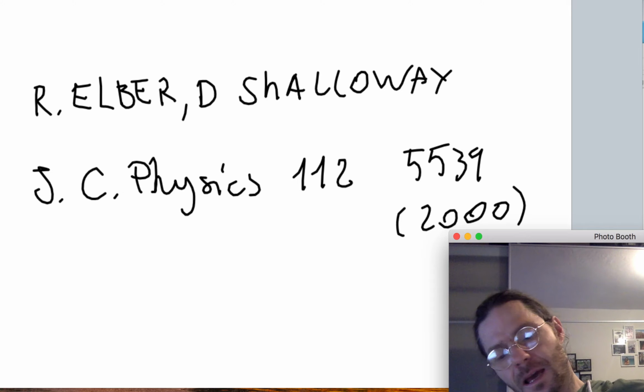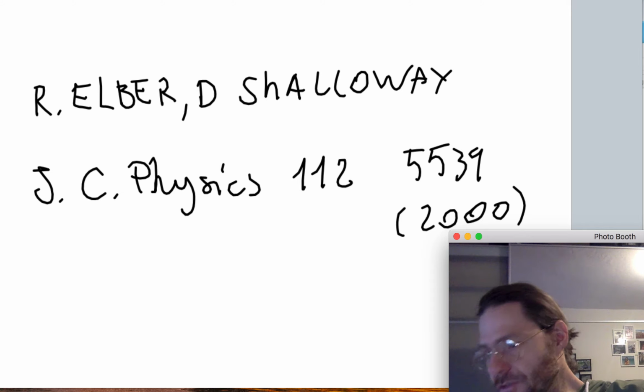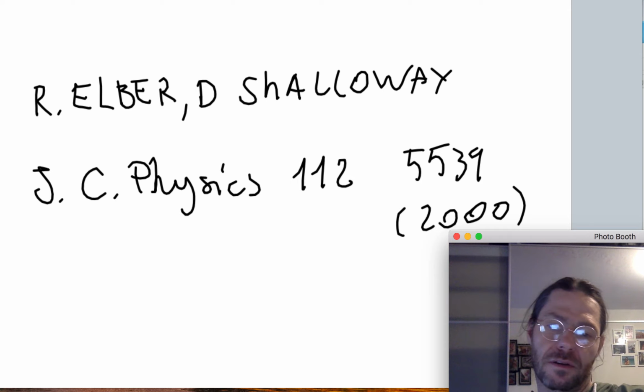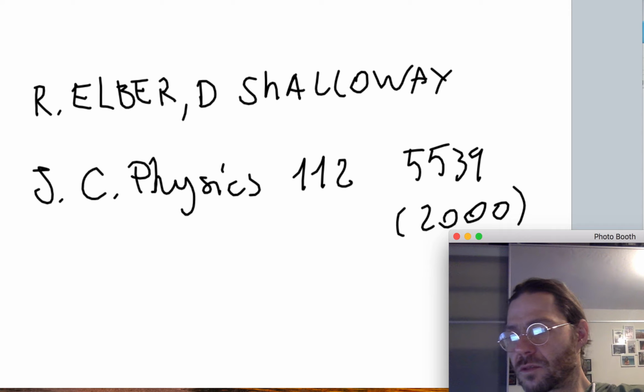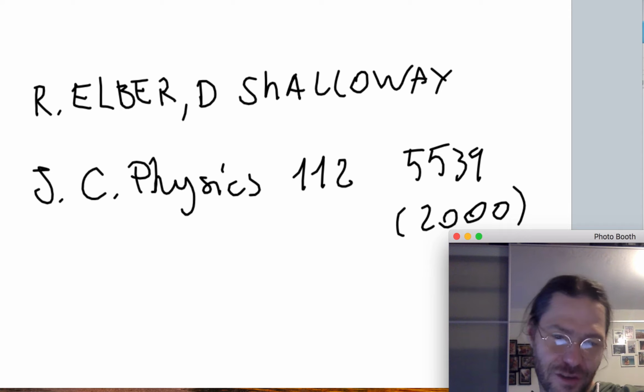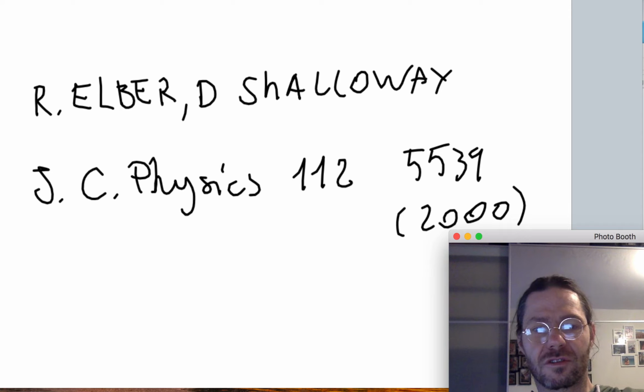Shalloway. If you're interested to learn more, go and read this paper, and you find interesting information, and you basically get all the calculations. That's where I got my derivation of the path integral from. I think it's the most instructive one.